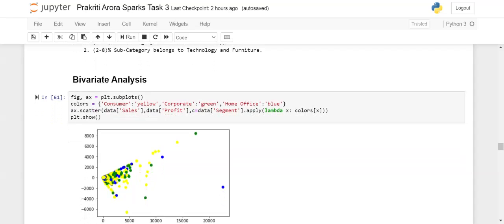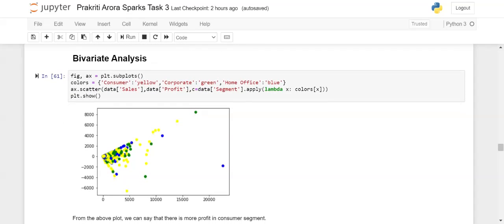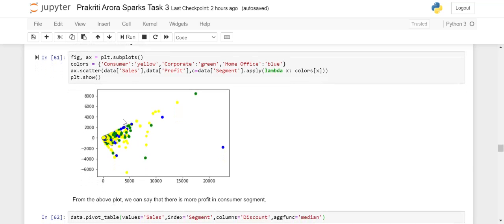Now we'll perform bivariate analysis. For that, I've plotted a graph for the segment part. Consumer is represented by yellow, corporate by green, and home office by blue. From the graph we can clearly see the yellow part is larger in the profit section, above zero. So we can say that there's more profit in the consumer segment.